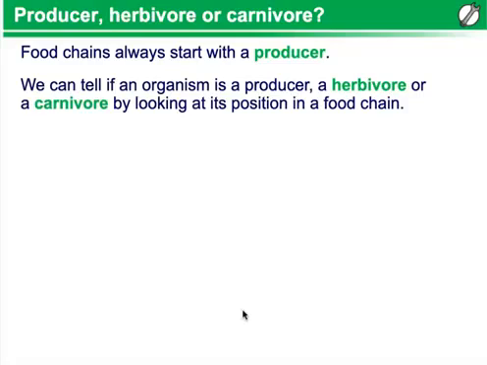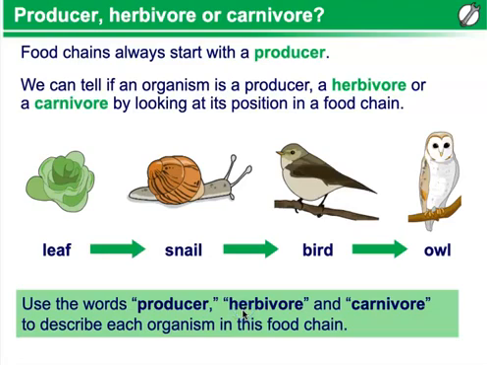We can tell if an organism is a producer, an herbivore, or a carnivore by looking at its position in a food chain. So using the words producer, herbivore, and carnivore, we can say we have an organism that makes its own food. The leaf of the lettuce is a producer. The snail is going to consume the lettuce, and so therefore it is an herbivore. And then we've got a couple of different carnivores. We've got the bird that's going to eat the snail and the owl that's going to eat the bird. So there are multiple carnivores in this particular food chain.